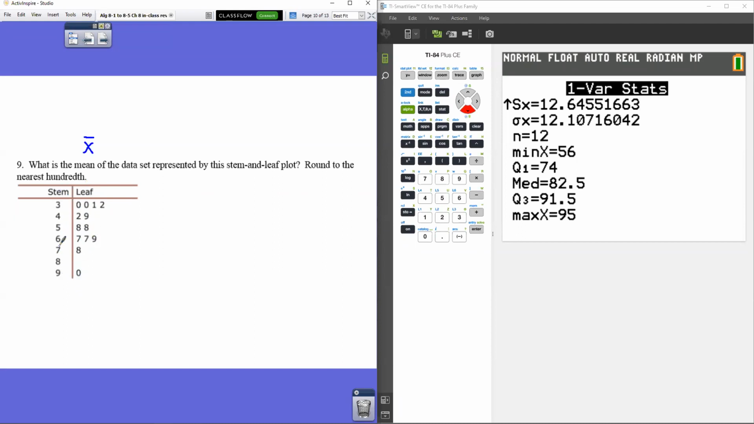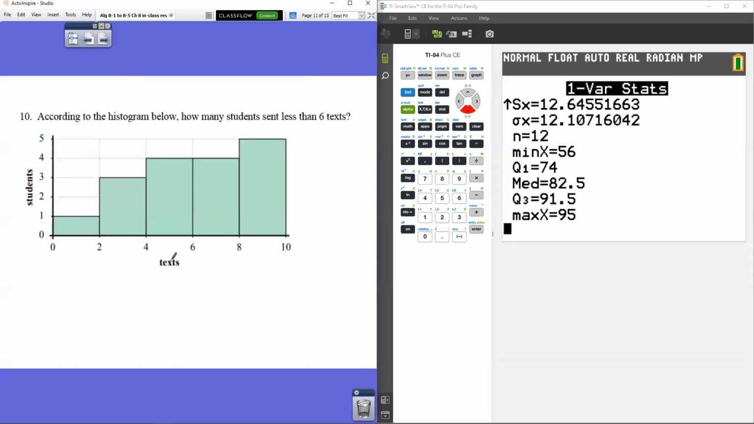Remember that the stem is the first number in your double digit number. When you go to type them into your L1 to find your mean, you have to make sure that you're typing in the actual numbers, not just the leaves, all right? You need that stem in there also. So the mean, you'd type it in, do your stat calc, one variable statistics. This one actually ends up being 53.92 for your mean.